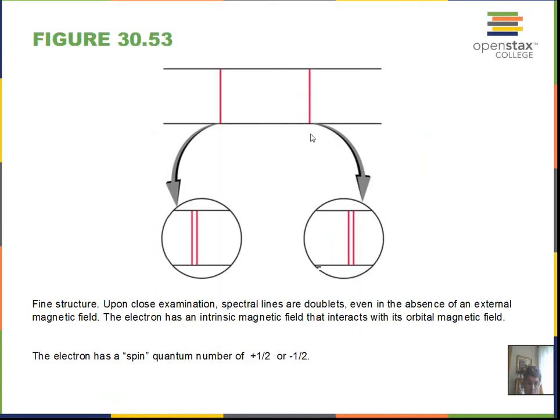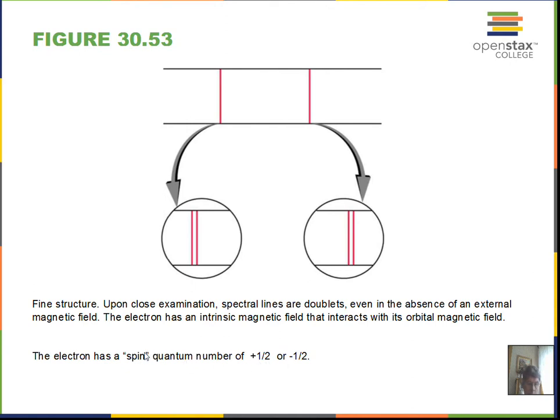There's another effect. If you look very closely at the light coming out, we'll see that even if there's no magnetic field present, the lines are actually two lines very close together. This tells us that there's another interaction, another quantization, and this one happens to be identified with quote-unquote spin of the electron in the atom. And the values here are not integers, +0.5 or -0.5. The equations of quantum mechanics produce these solutions.